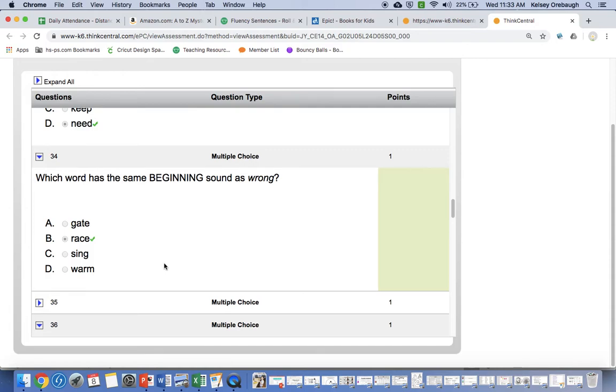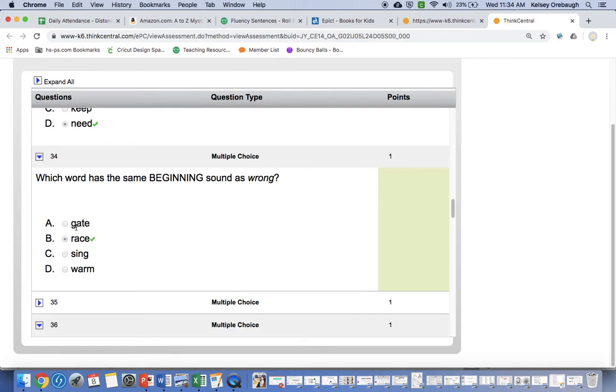All right, let's look down at number 34. Which word has the same beginning sound as wrong? Okay, so we're looking at beginning sounds again. Close your eyes, say wrong. Wrong. The first sound or beginning sound in wrong is er. Okay, so we're looking for a word in these answer choices that also begins with the sound, okay?